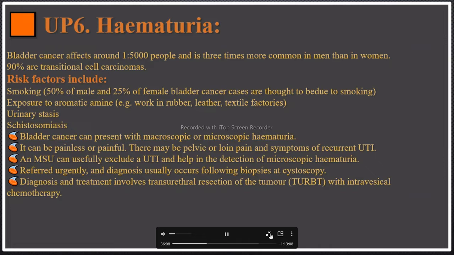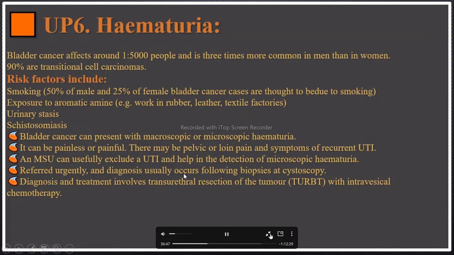Don't discharge. Okay, so it can be macroscopic or microscopic, painless or painful. So if macroscopic and painless, don't discharge them. Maybe pelvic or loin pain and symptoms of recurrent UTI. So if the patient has symptoms of UTI, don't give him antibiotic and discharge. MSU can usefully exclude UTI and help in detection of microscopic hematuria. Referred urgently, so you refer urgently.